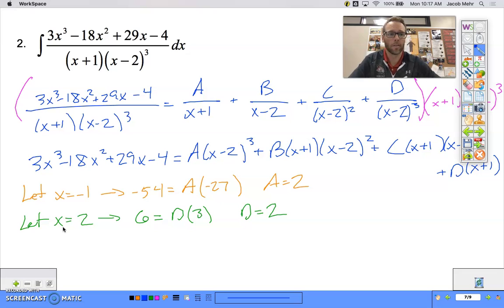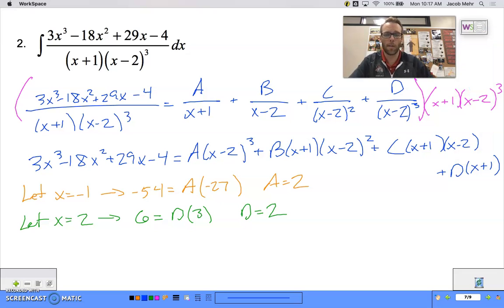All right, we're back. We're working on finishing up this problem. So we've used our little substitution trick here to find A and D, but we're not sure how to find B and C. Well, what we want to do here is use the fact that we know A is 2 and D is 2 to substitute those values in and work from that.